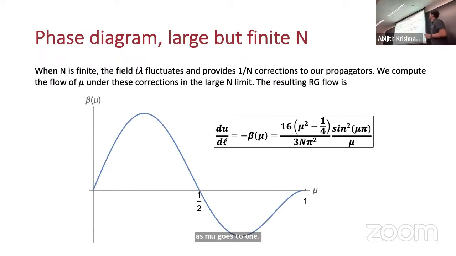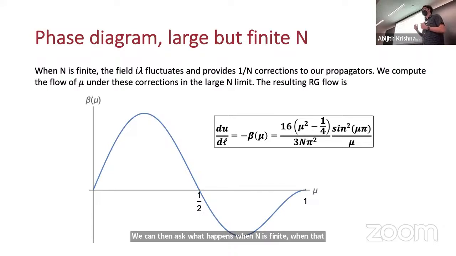We can then ask what happens when n is finite. When n is finite, we no longer have a Gaussian of 0 width for our effective action for I lambda. So I lambda is allowed to fluctuate, and it provides 1 over n corrections to our propagators. And I won't go through this calculation because it's a very involved calculation, but we can compute the flow of mu under these corrections, and this is what the resulting beta function is. And as you can see, there's an unstable special fixed point here, and there are 2 stable fixed points corresponding to the ordinary and the extraordinary log universality classes.